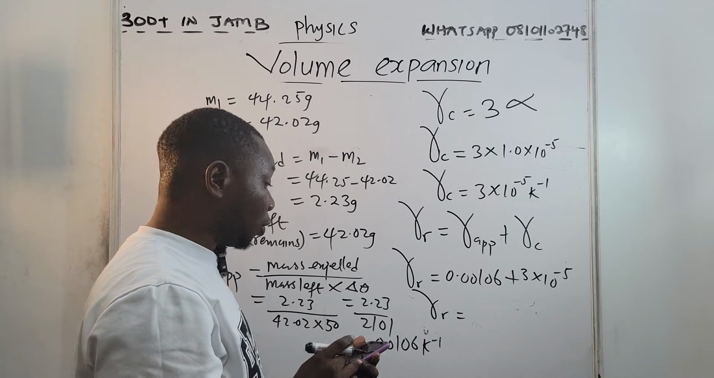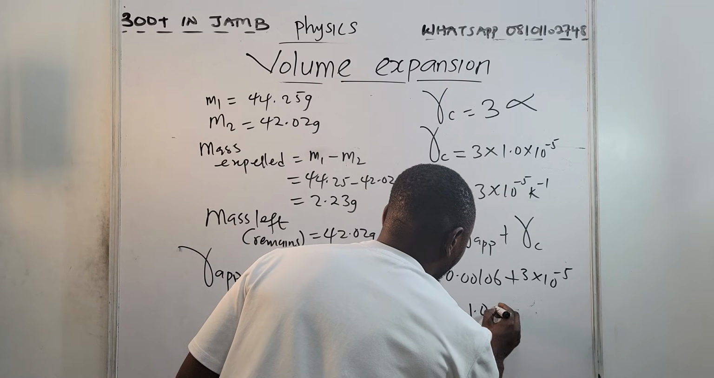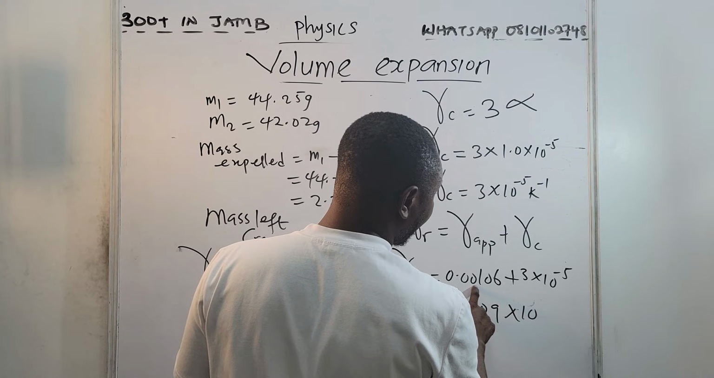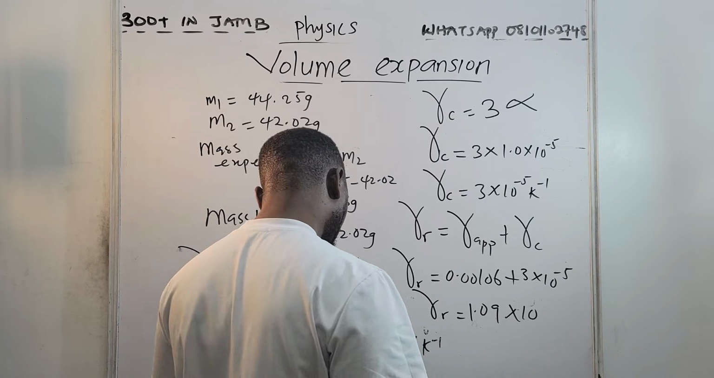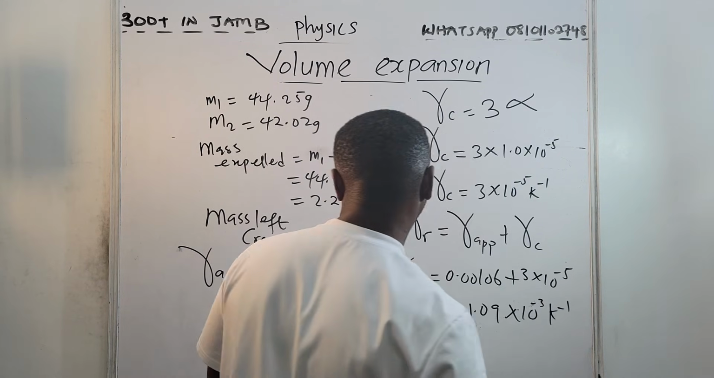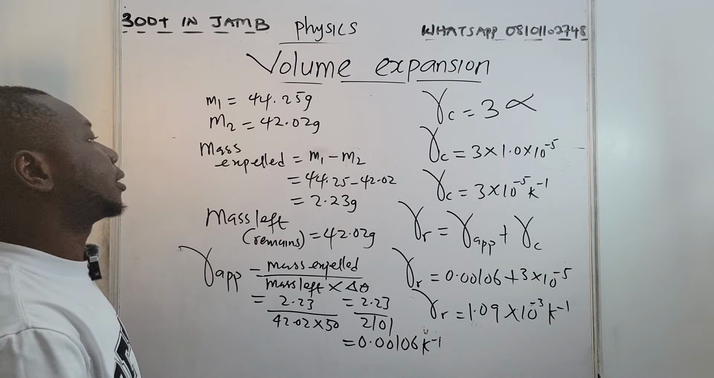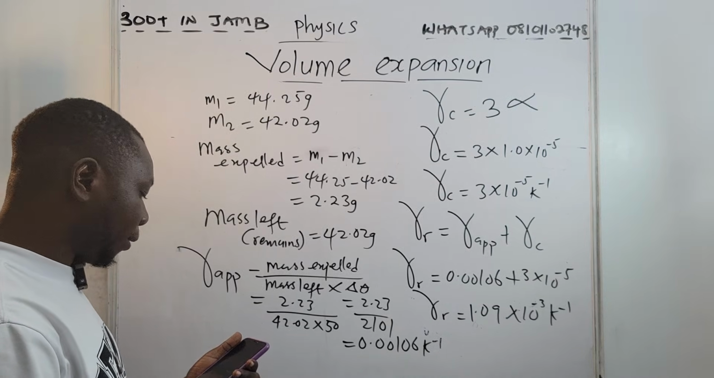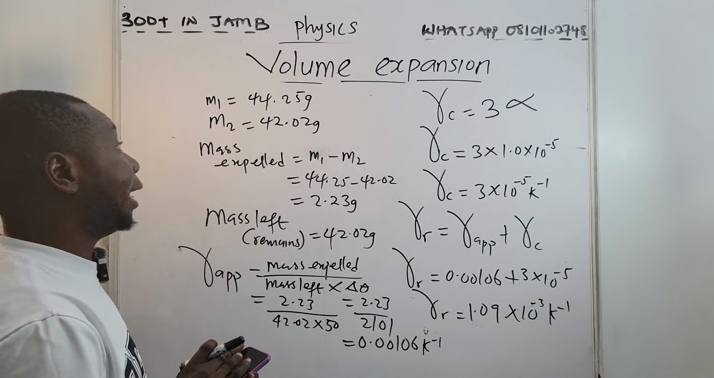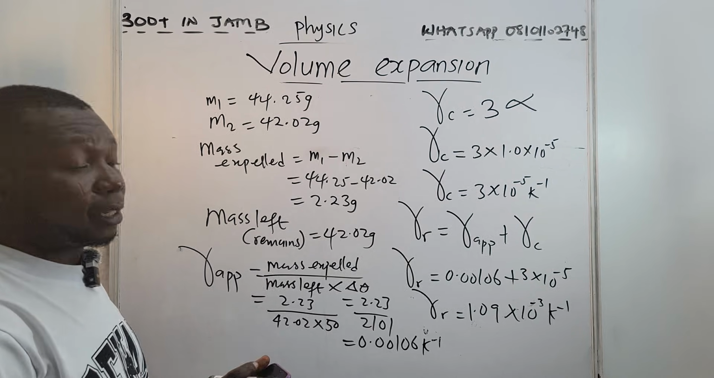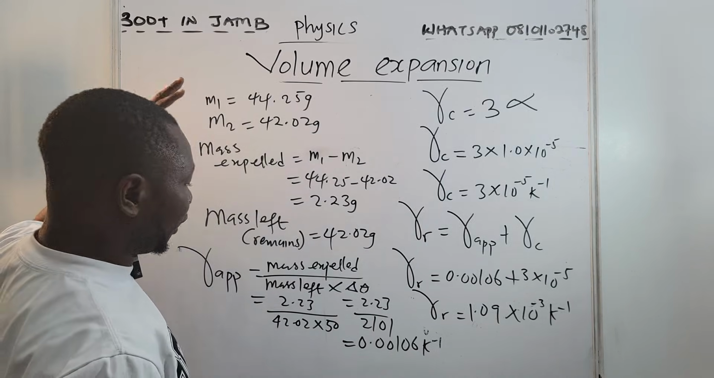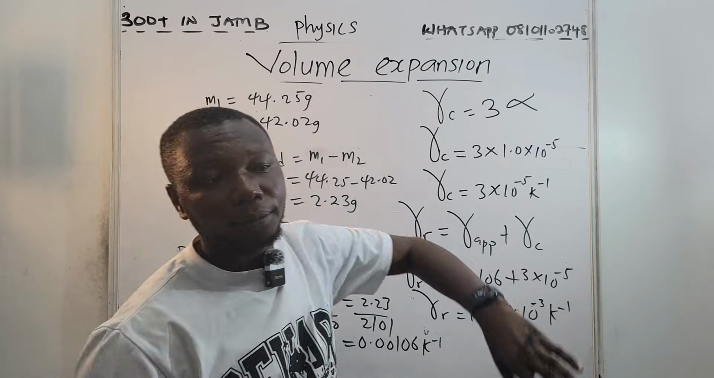So gamma real becomes, if we add, about 1.09 times 10 raised to power minus 3 Kelvin inverse. All right? This is the correct answer on thermal expansion. WAEC 1996, question 1C. So take note of this. All right? Thank you.